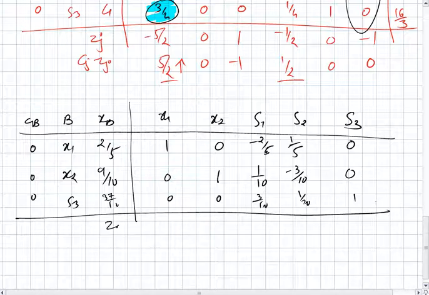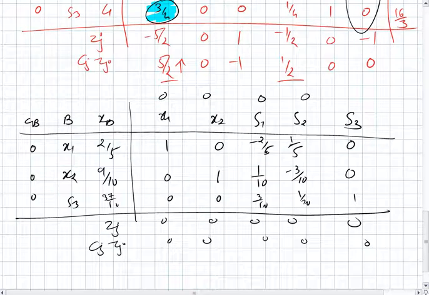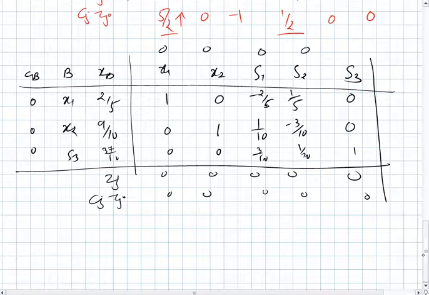Now if you evaluate Zj, everything is 0, and of course the coefficients are also 0, so Cj minus Zj is also 0. So we have reached the final situation. All artificial variables have left the basis, so we are at the end of phase 1. Now we will move towards phase 2.